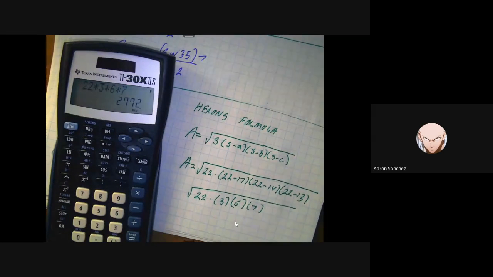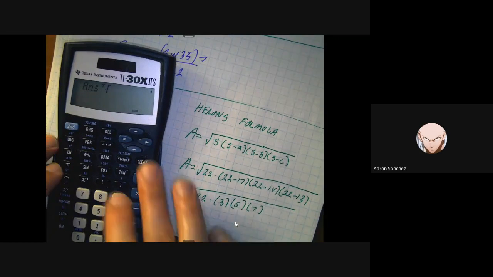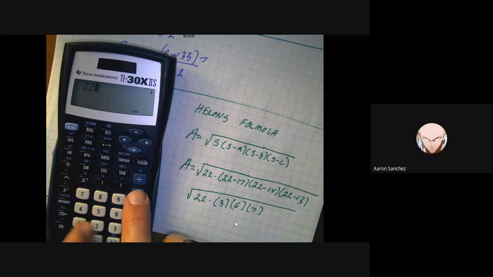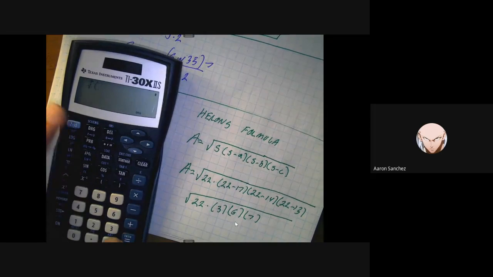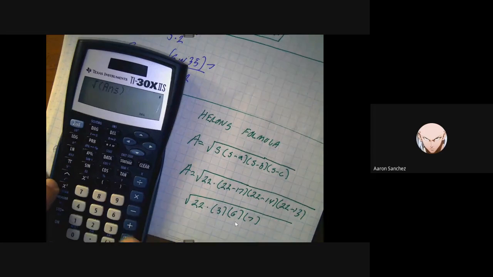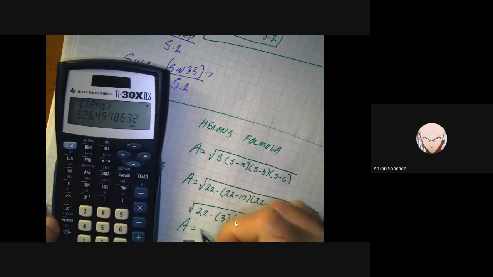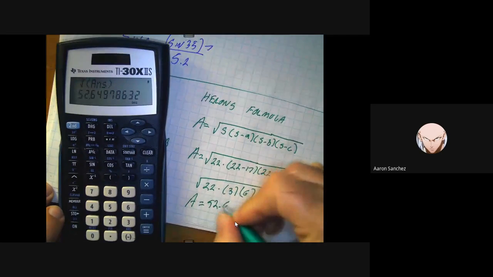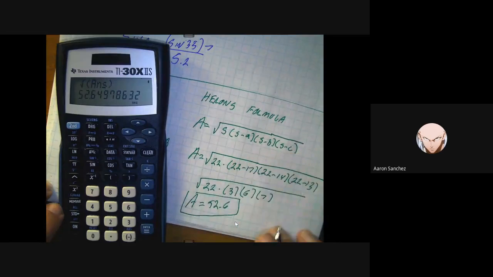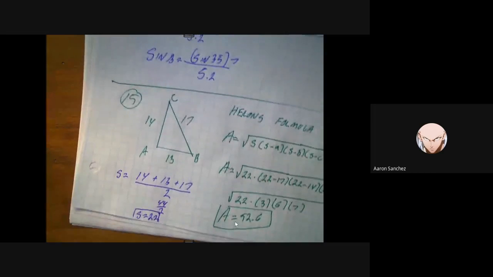That equals 2,772. Then take the square root of that. Make sure you know how to use your calculator. Mine might be different than yours. 52 point, the area, what does it say to round to? One decimal point, 52.6. That's 15.